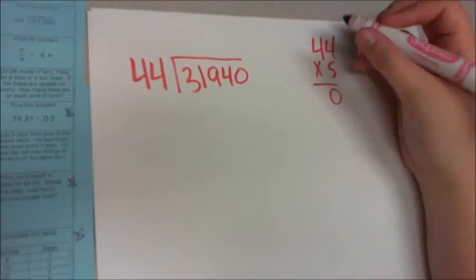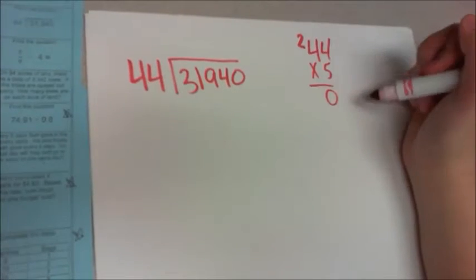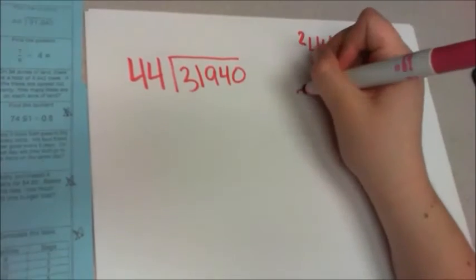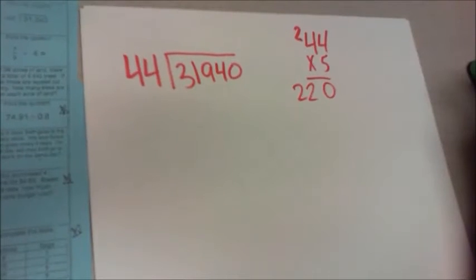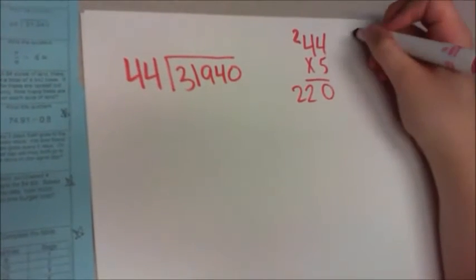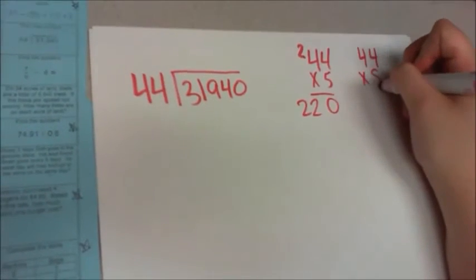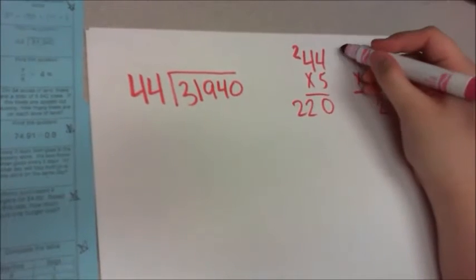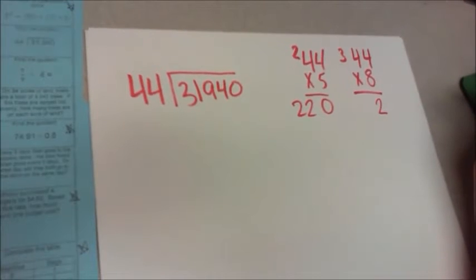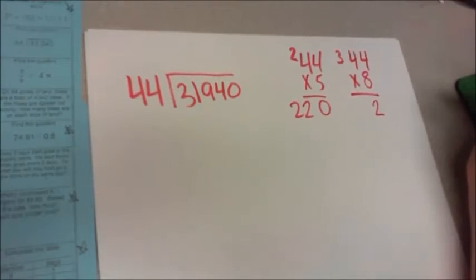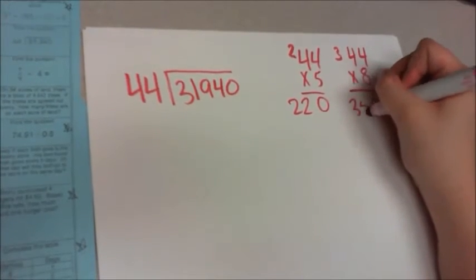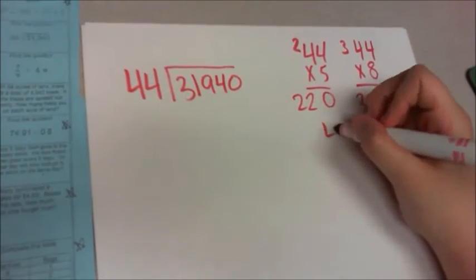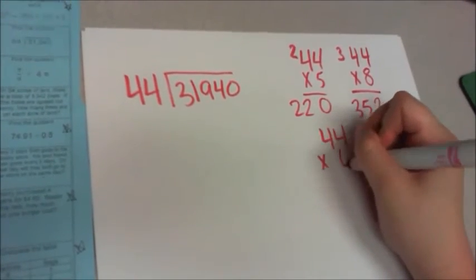4 times 5 is 20, carry the 2. 5 times 4 is 20, plus 2 is 22. We could probably get a lot closer than that. Let's try times 8. 8 times 4 is 32, carry the 3. 8 times 4 is 32, plus 3 is 35. Too big. Let's try smaller.